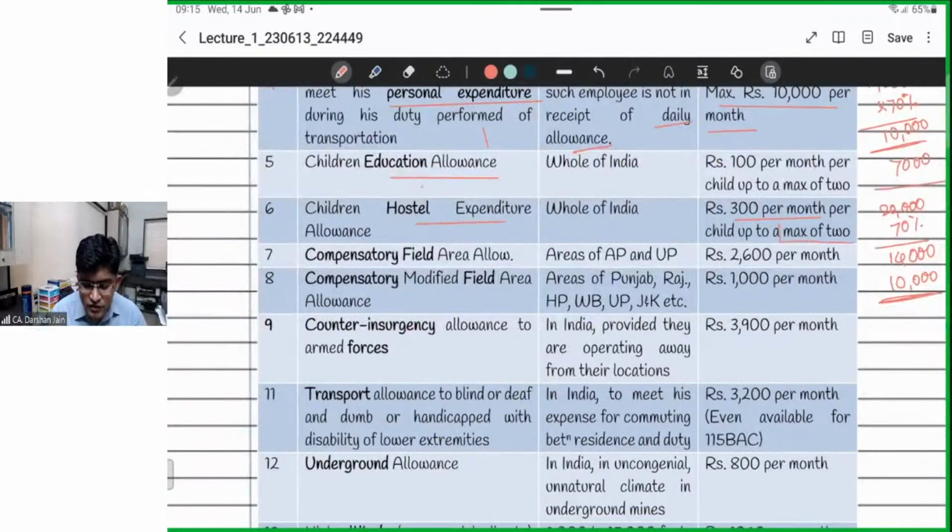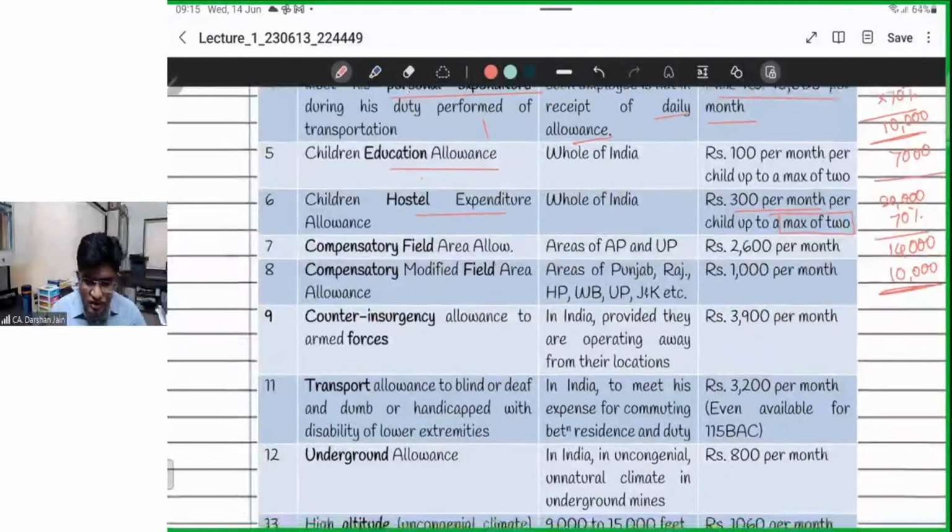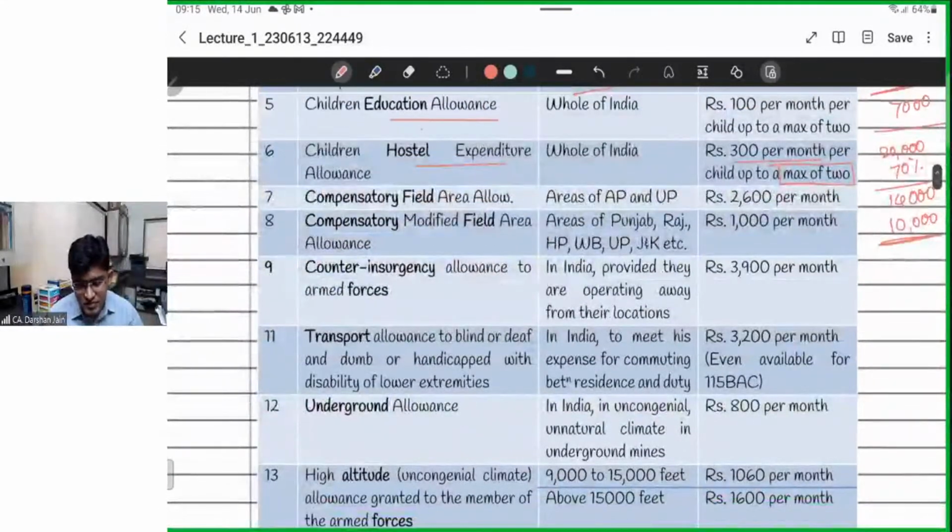So I hope you get the education allowance and the hostel expenditure allowance available subject to a maximum of 2 children, right? Not more than 2 children. There is one question that a lot of students ask. What if the second child is a twin? Well, here there is no such relaxation like you have elsewhere, maximum 2 children.